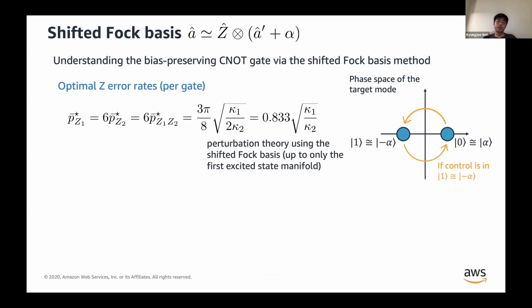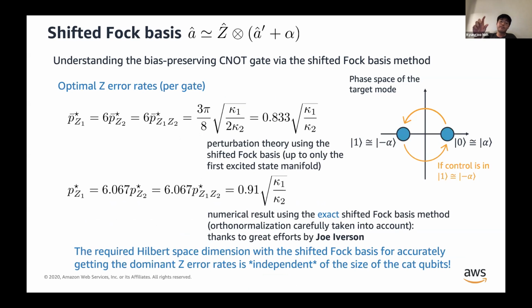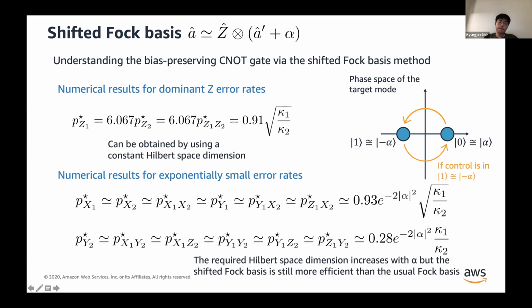Another important thing is that this is just a perturbation theory, and it's basically saying that only a few excitations are enough to understand the CNOT gate. It turns out that indeed numerically, and this was done mostly by Joe Iverson, we can use a finite dimensional Hilbert space if we use a shifted Fock basis, and that's enough to capture this dominant Z error rates. The required Hilbert space dimension is independent of the size of the cat qubits, and that was why we could simulate this gate really efficiently. The agreement between the perturbation theory and the exact numerics is pretty decent. Moreover, if we take into account the non-orthogonality very carefully when we use the shifted Fock basis, we can also resolve these exponentially small non-Z error rates. And we do indeed find that the noise bias is given by e to the minus 2 alpha squared.